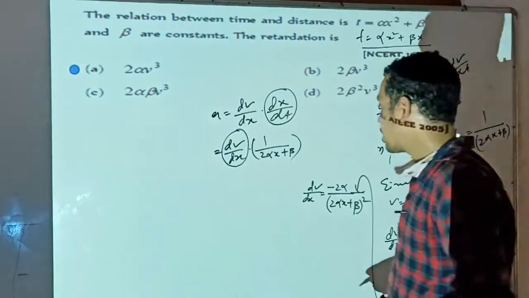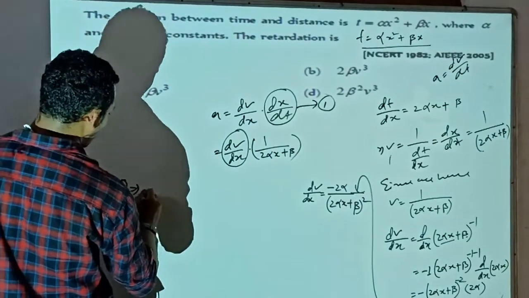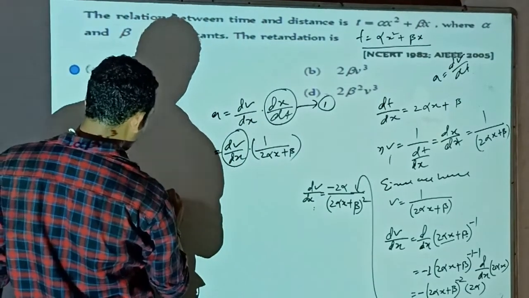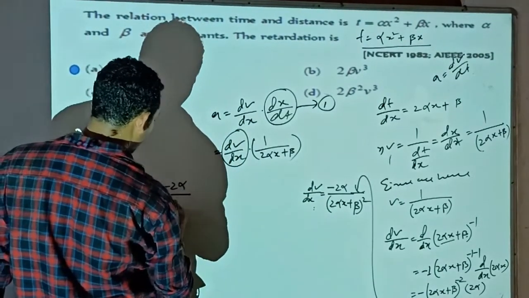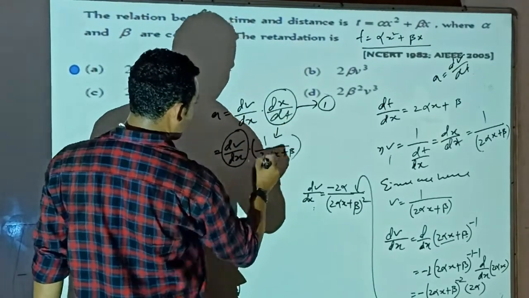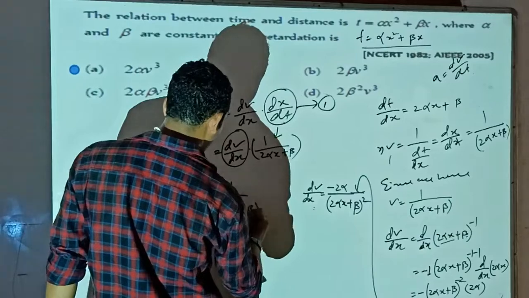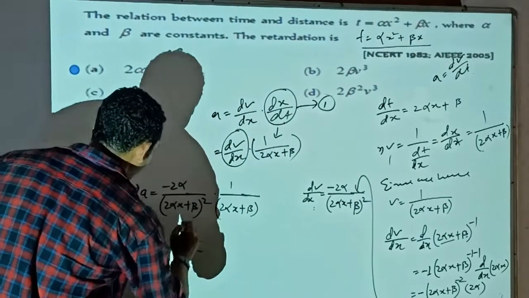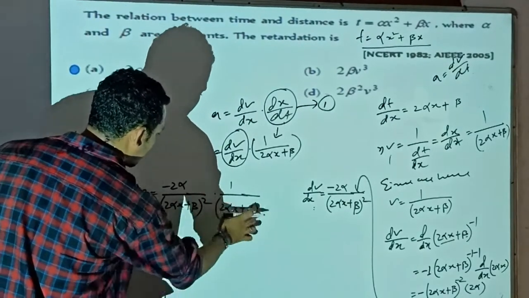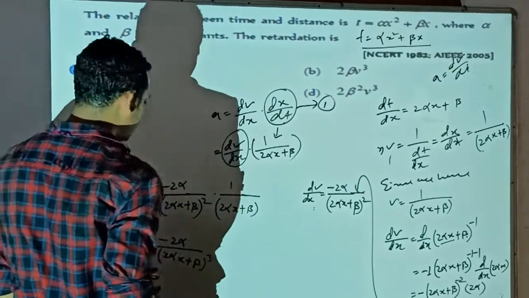So suppose this is equation 1. Therefore equation 1 implies dv by dx is equal to minus twice alpha divided by (2 alpha x plus beta) whole square. Already its value is given, so we can write minus twice alpha on top, and below we have 1 by twice alpha x plus beta, with a square and then a cube, so (twice alpha x plus beta) whole cube.